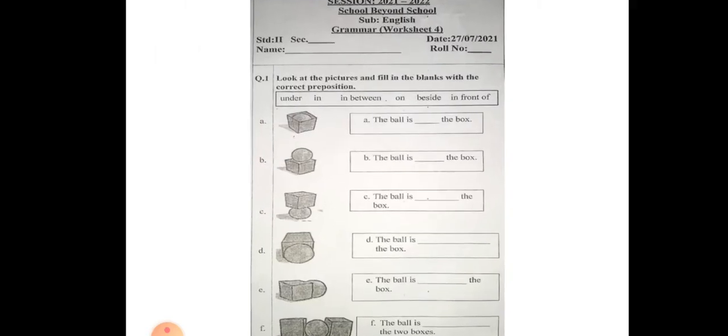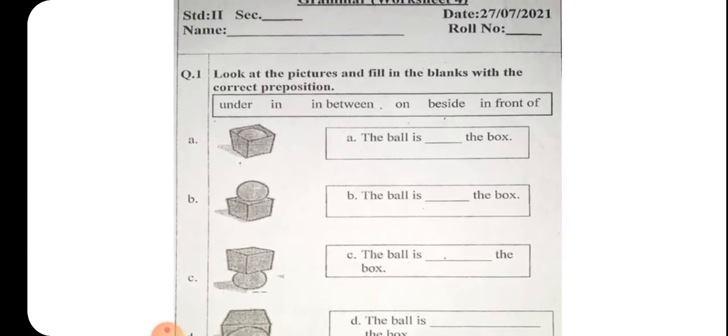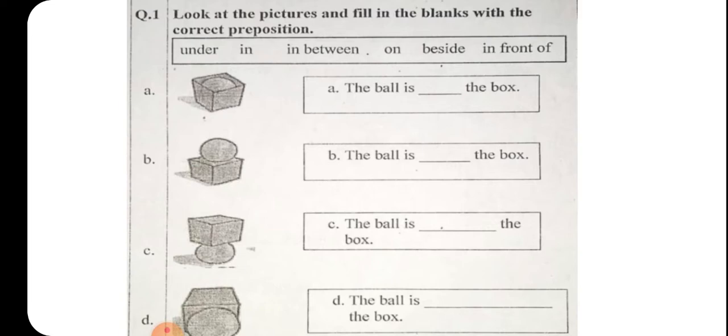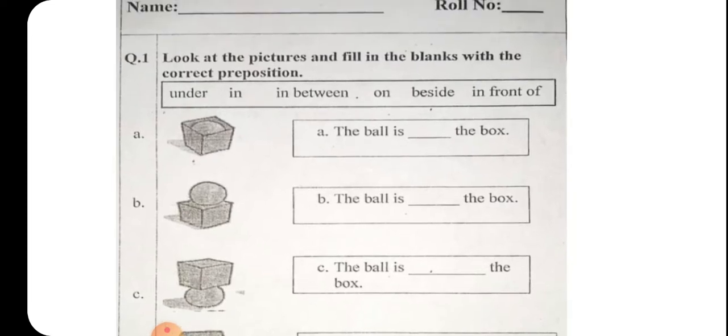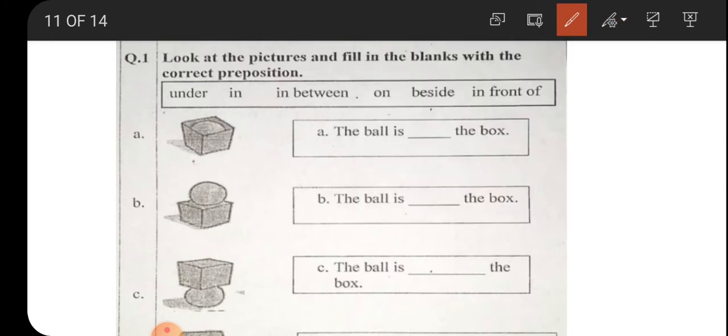Now we will begin with the worksheet. Again, the preposition. Worksheet number 4. These are the words which are given in the box. We have to write these words in the blanks. Which are the words? Here it is: under, in, between, on, beside, in front of. We will be writing these words in the blanks, and here the clues are given, the pictures are given.